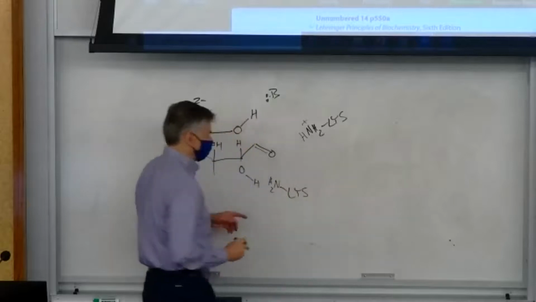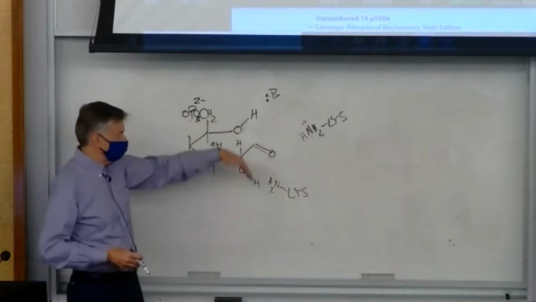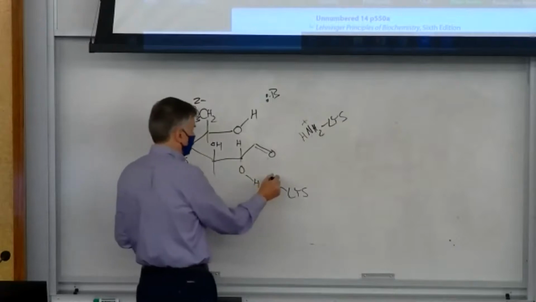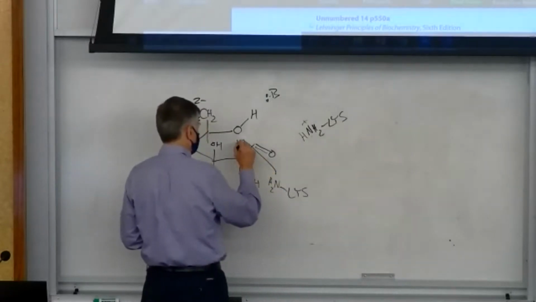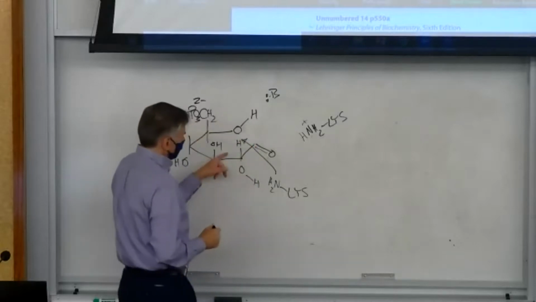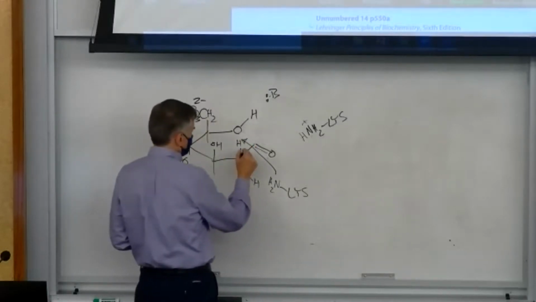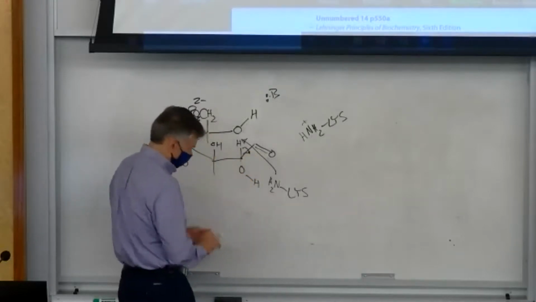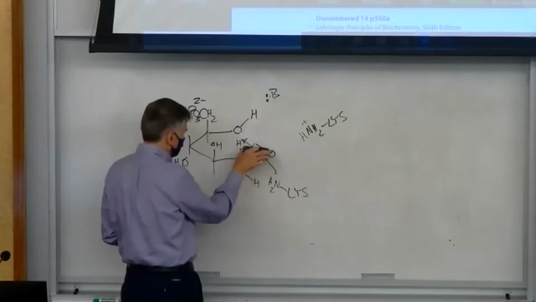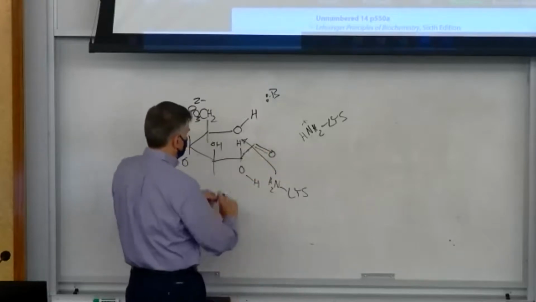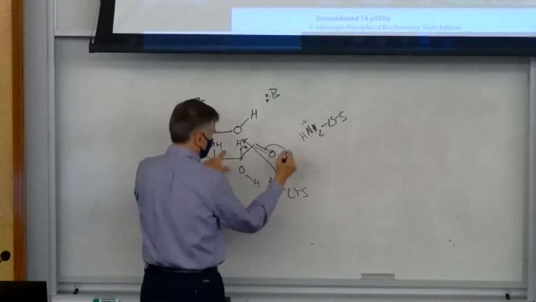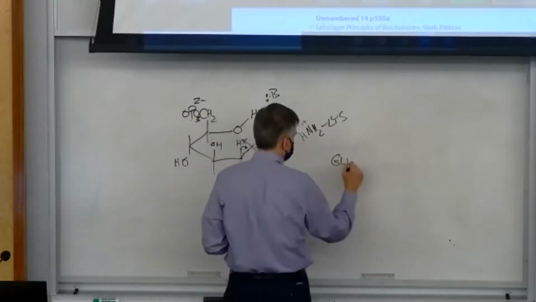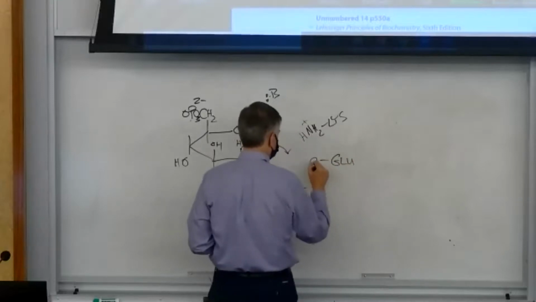And again, it is proposed that a second lysine in the vicinity of the active site is going to abstract this proton right here. And this pair of electrons there then is going to form a double bond here. It's not drawn very well. So this pair of electrons moves here, and this one moves out here.